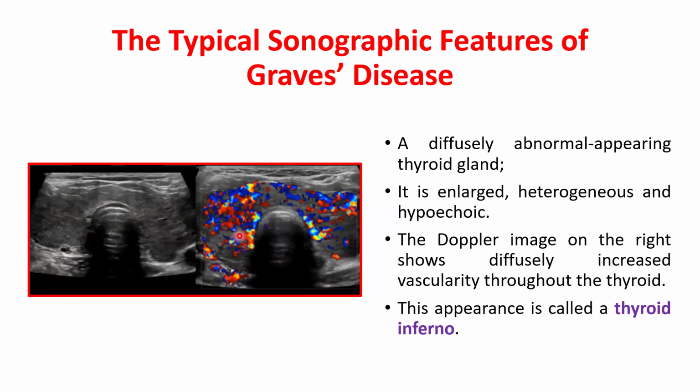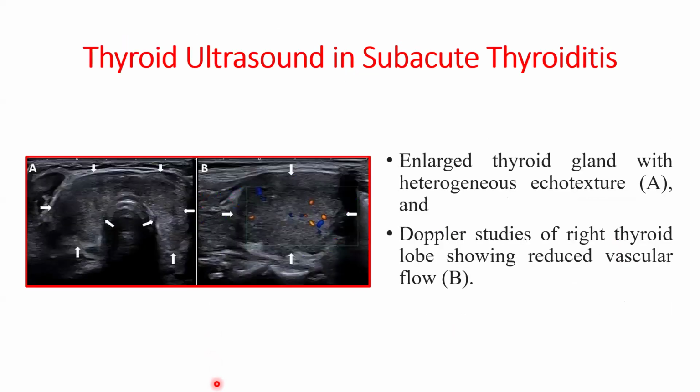And if you do a Doppler study on the thyroid parenchyma, not on the arteries, the parenchyma, you will find diffusely increased vascularity, this mosaic appearance. This is what is called thyroid inferno. It is due to increased vascularity throughout the thyroid parenchyma. Is it clear? So this is a typical sonographic picture of the thyroid in Graves' disease. Any problem so far? No, doctor, it's clear.